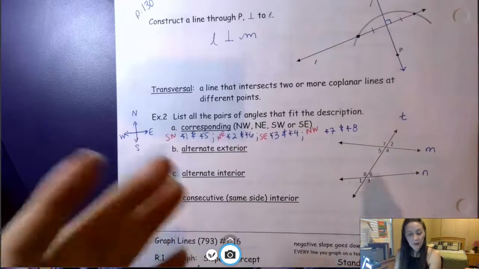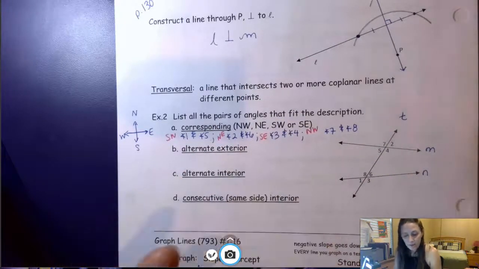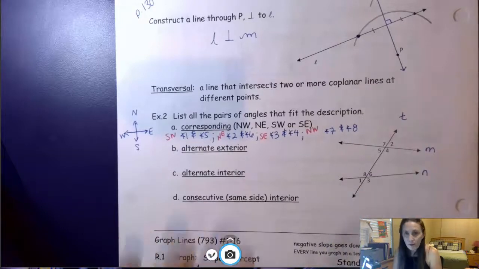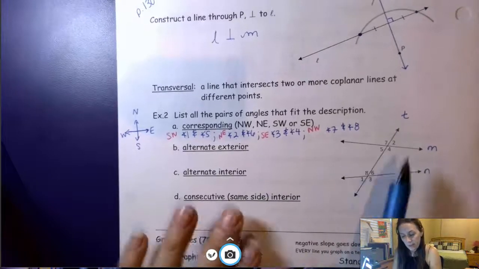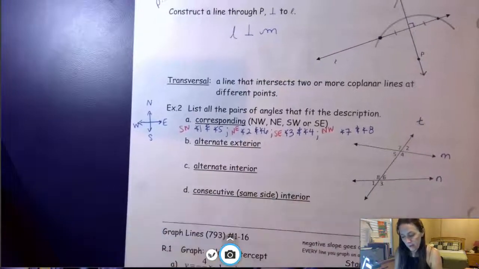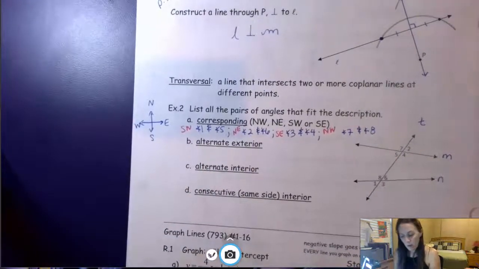Right now, the lines aren't parallel, they're just lines intersected by a transversal. They're not equal, so nothing right now. All we know is where they are. So they're in the same corresponding position. Those are corresponding angles. Now, alternate exterior, the rest of these I like because they tell you in the name.